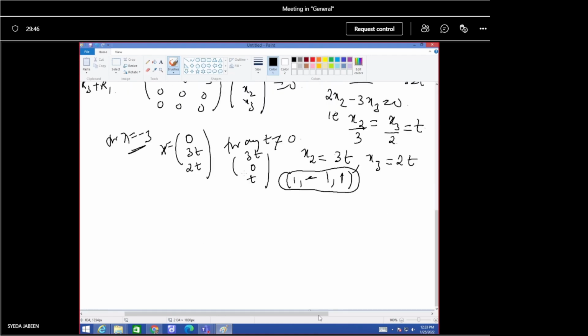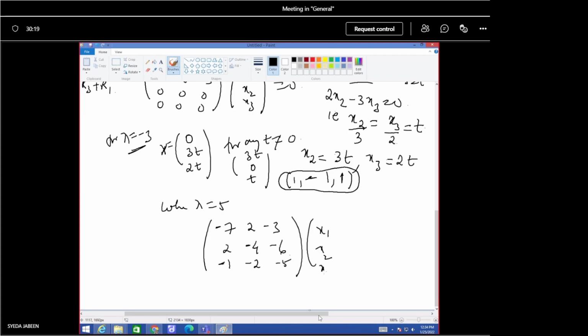When you put the value of lambda, then what is the matrix? When lambda is equal to 5, so A minus lambda I: -7, 2, -3; 2, -4, -6; -1, -2, -5, times X1, X2, X3.